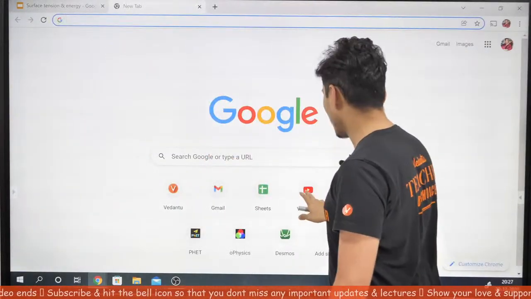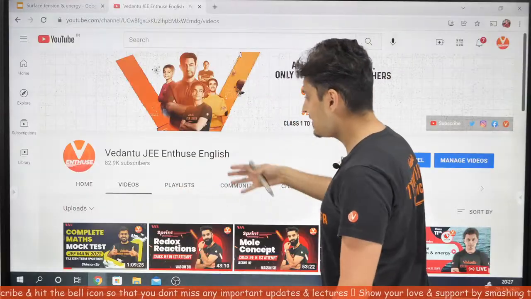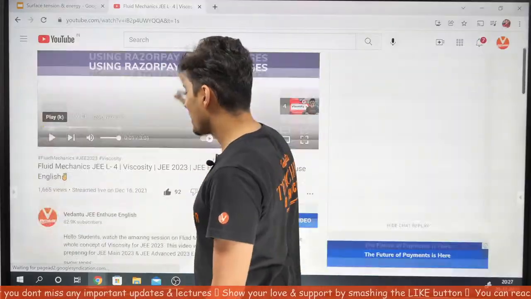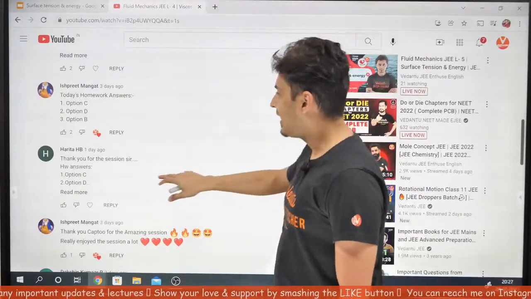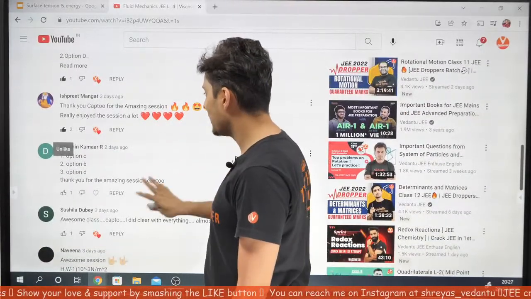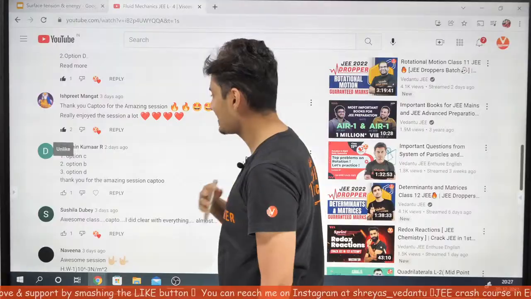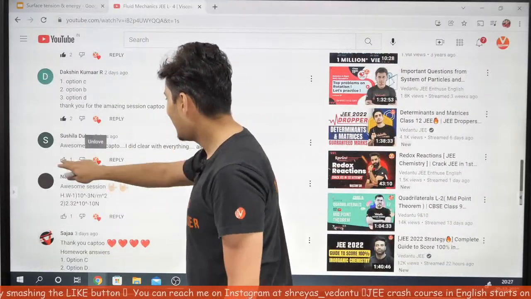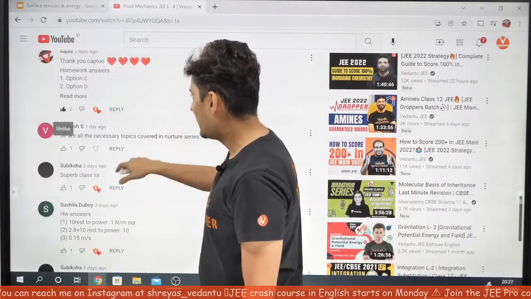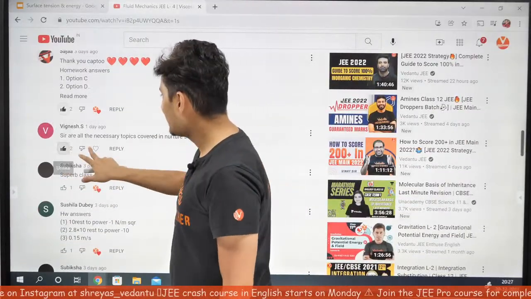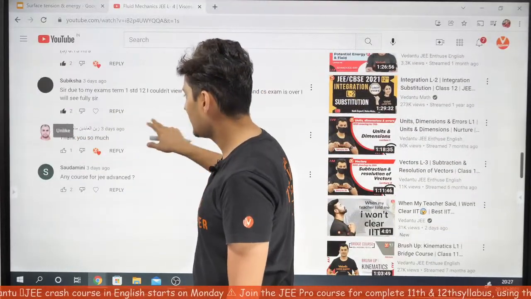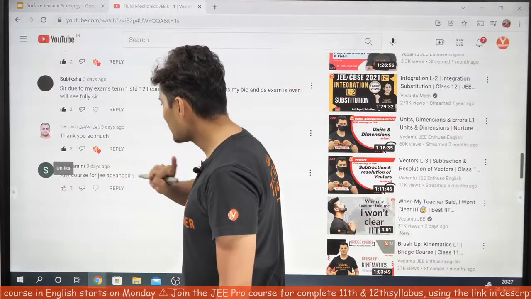And these are our students who have marked the correct answers, or at least attempted the questions last time. For viscosity, you can see that right over here. Very good, Ishpreet. And then we have Harita. Very good. I'm going to give you all hearts. Ishpreet has enjoyed the session. I'm so happy to look at these hearts and smileys. Very good, Dakshin. Thank you, Sushila. Very good, Navina. Very good, Saja. Yes, all the topics are covered, Vignesh. Don't worry about it. Thank you, Subiksha. Thank you so much. I cannot read this name, but I'm so glad you wrote that.